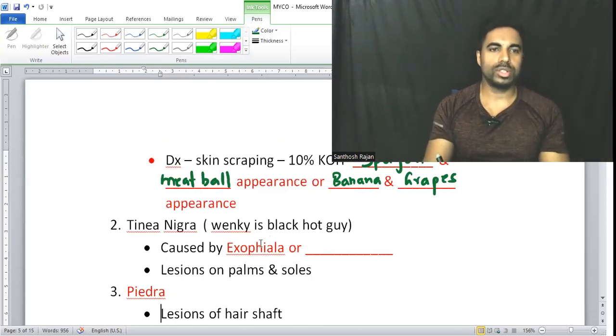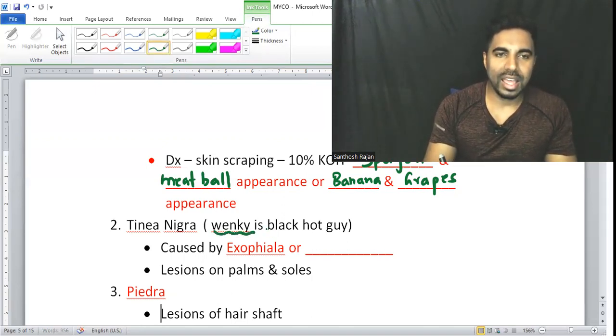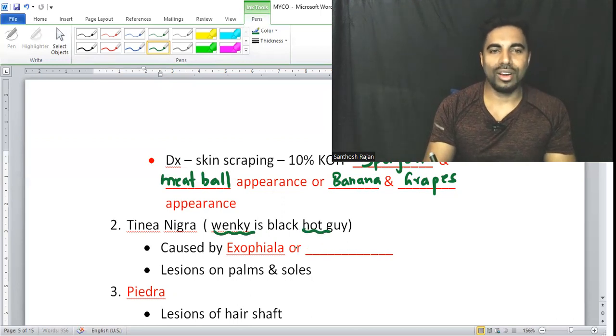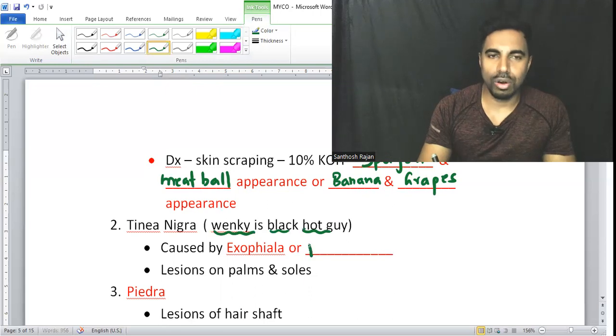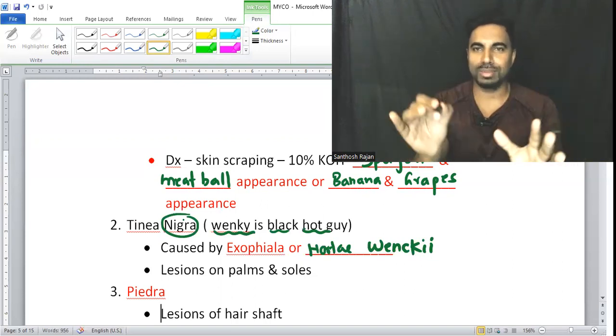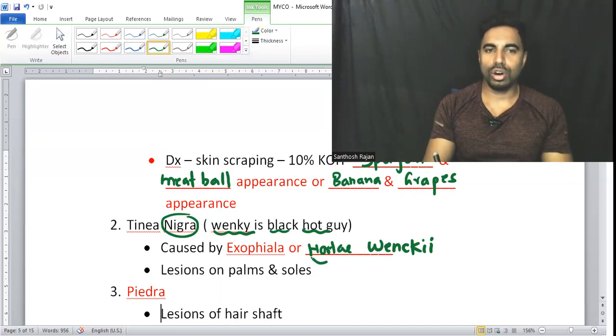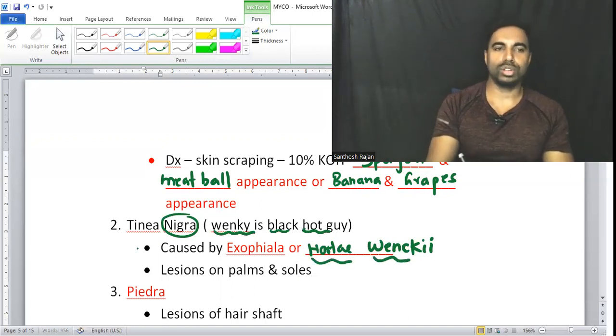Now tinea nigra, if you see, it is caused by, how to remember, tinea nigra, Venki. Venki is a black hot guy. Okay. Venki is a black hot guy. So how to remember? Exophiala, otherwise called Hortaea werneckii. Tinea nigra, nigra means black, no? So remember, nigra is black. Venki is black. And he's a hot black guy. So how will you remember? Hot gives Hortaea, Venki gives werneckii. This question can be asked.